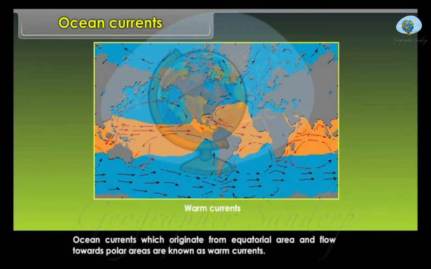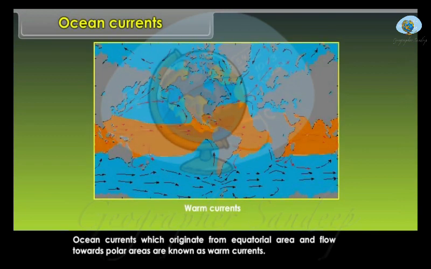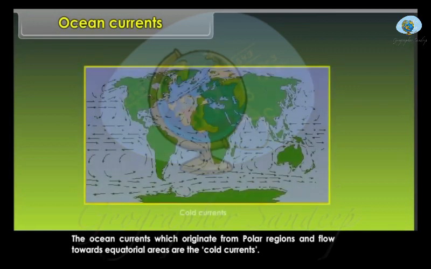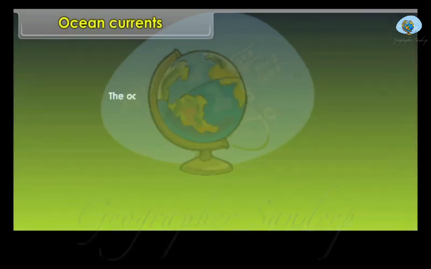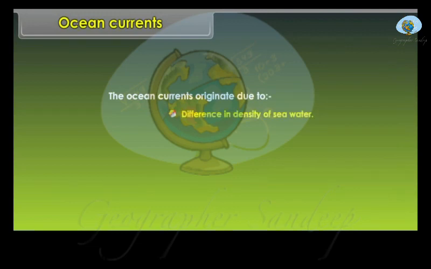Ocean currents which originate from equatorial area and flow towards polar areas are known as warm currents. The ocean currents which originate from polar regions and flow towards equatorial areas are the cold currents. The ocean currents originate due to difference in density of sea water, the rotation of the earth, the planetary winds.